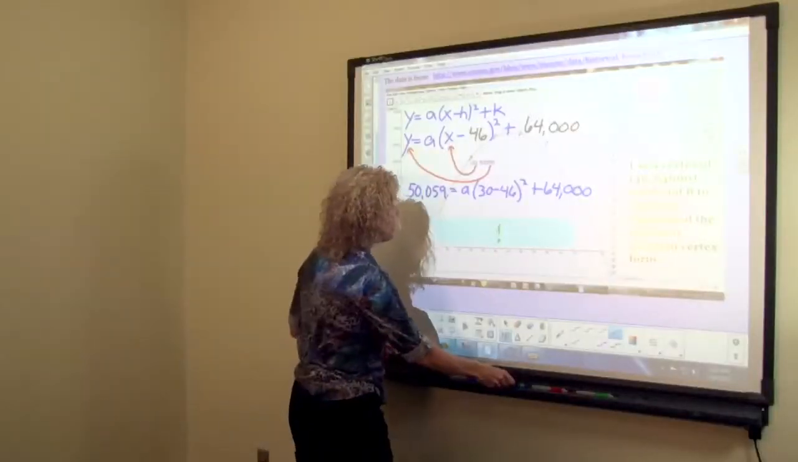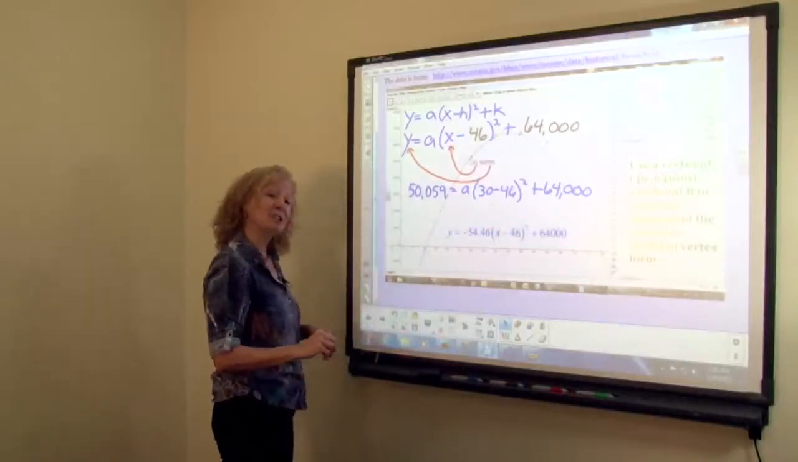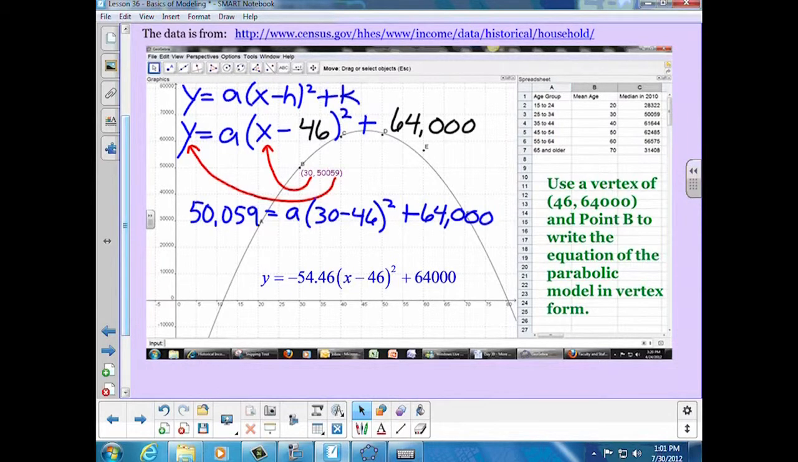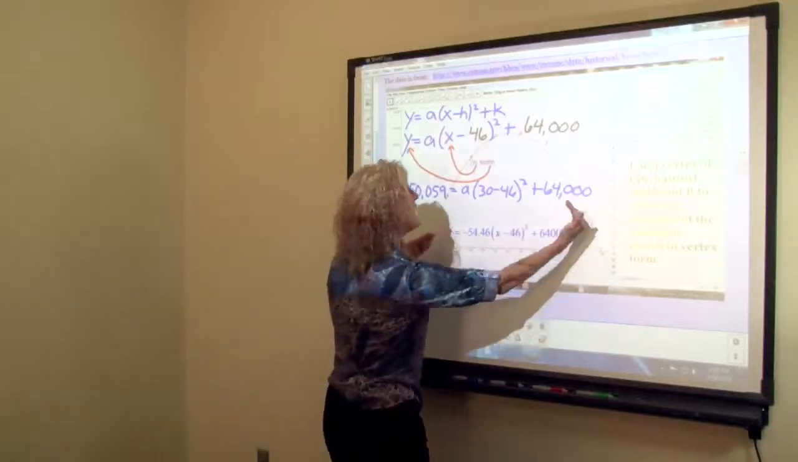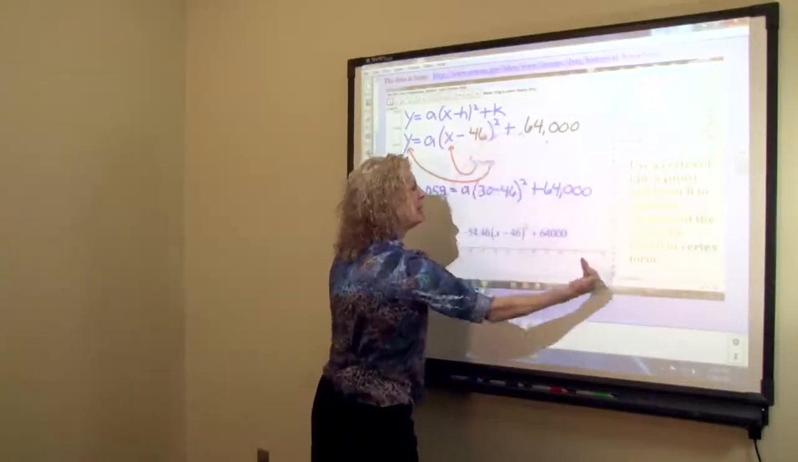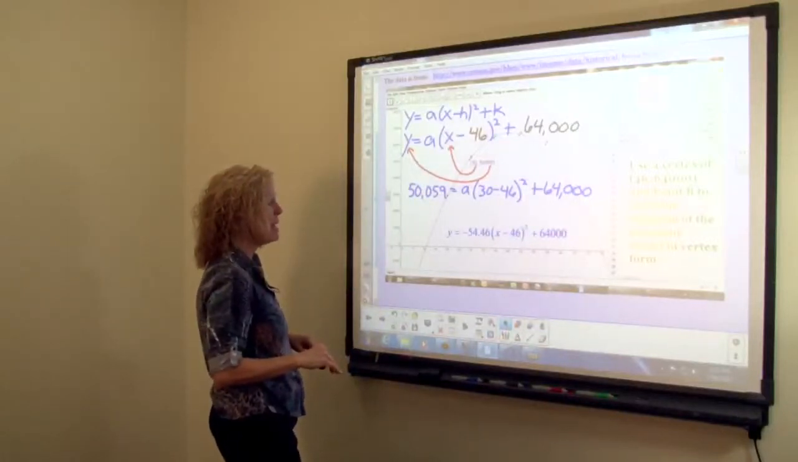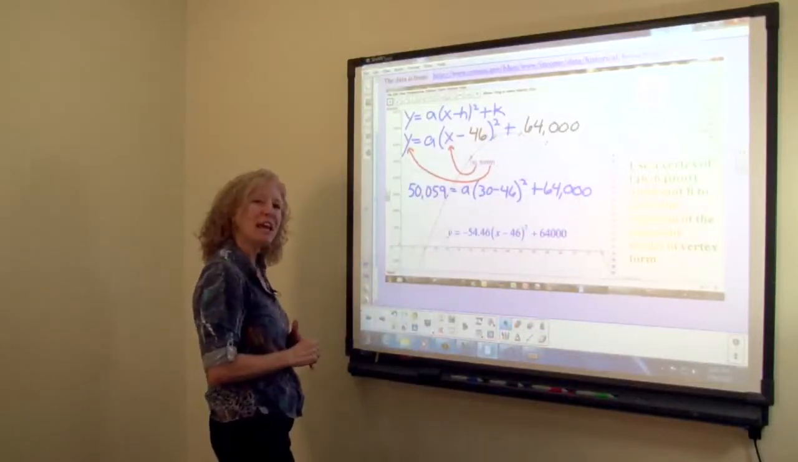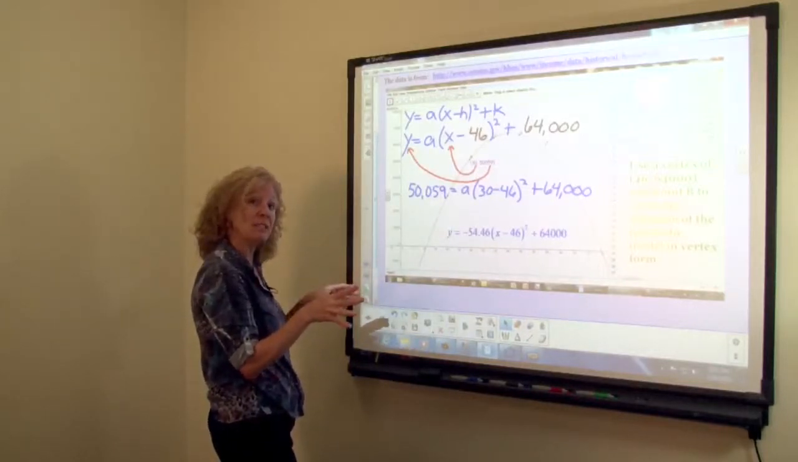I didn't want to do that all in my head, so I've already got that ready. And there's my equation. So my a value ended up being negative 54.46. Are you cool with that value? The 54 might be hard to tell, but you know it has to be negative since that's a parabola opening downward. So that's at least really good news. Okay? Then I've got my equation, and I can use that equation to make predictions for other ages.